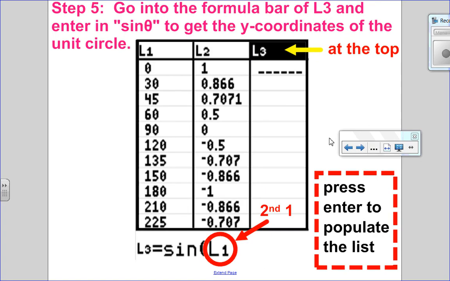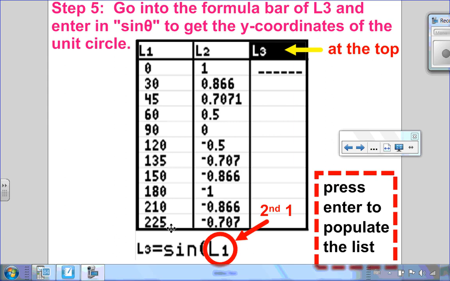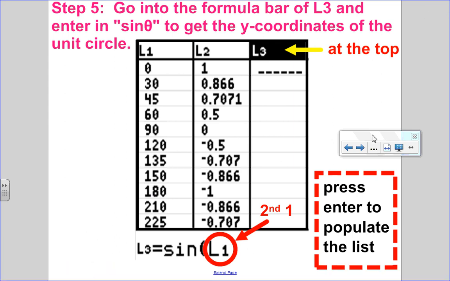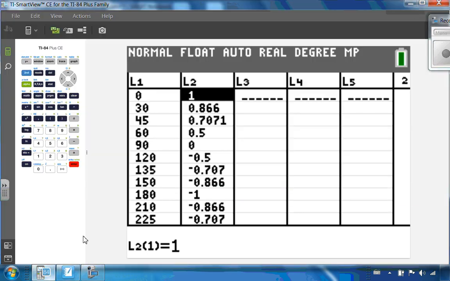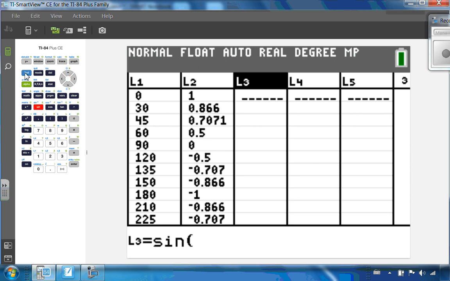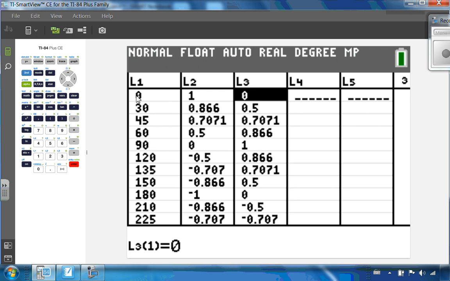Step number 5. Do the same thing in list 3 for sine. So up at the top highlighted, enter in sine of all the values in list 1. So I'm going into my calculator, into list 3, up at the top here, and I'll hit sine of all the angles in list number 1. So second 1 again. So this is saying I want to take the sine ratio of all the angles in list 1, press enter to populate the list, and these are all the sine values. So sine of 0 is 0, sine of 30, a half, etc.